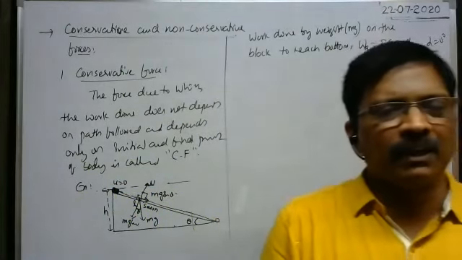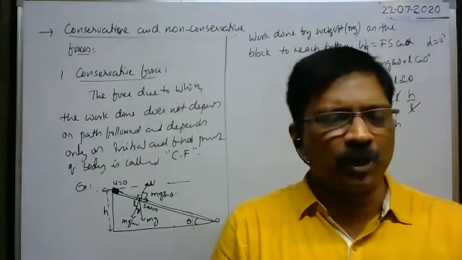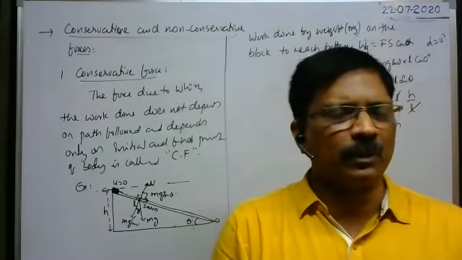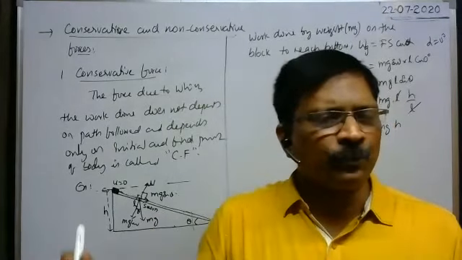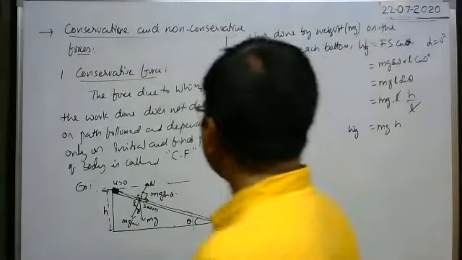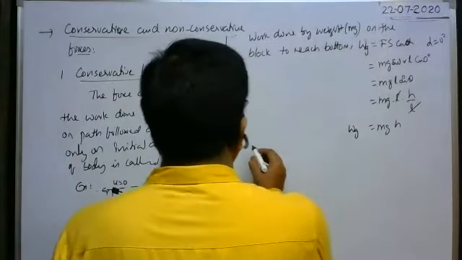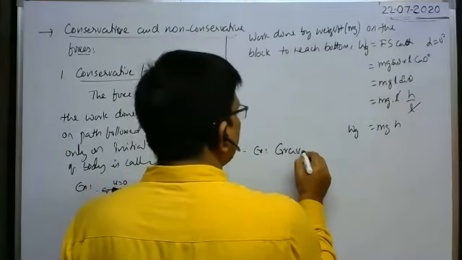That indicates the work done by gravity depends on the initial point and final point of the body only, or initial position and final position of the body only, but does not depend on the path followed. That's why this gravitational force can be considered as a conservative force. So what are the examples for conservative force? Example for conservative force: gravitational force.